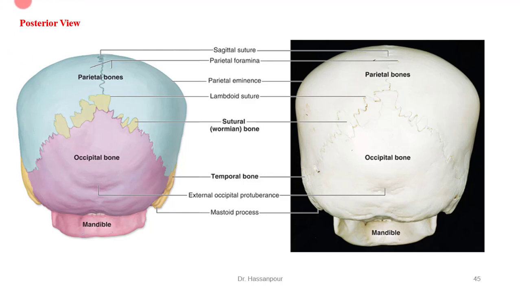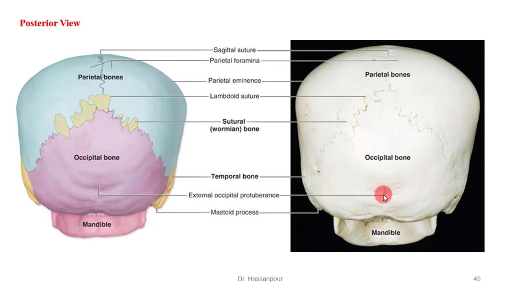Now, let's take a look at the posterior view of the skull. The posterior view of the skull shows a portion of the occipital, parietal, and temporal bones as well as the lambdoid suture between the occipital and parietal bones. Within the lambdoid suture, there may be one or more sutural bones. The external occipital protuberance is a prominence on the posterior aspect of the skull.